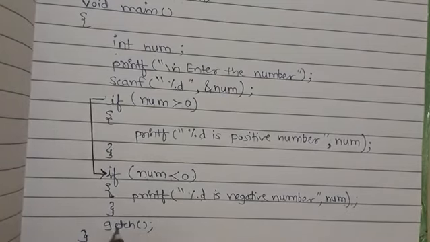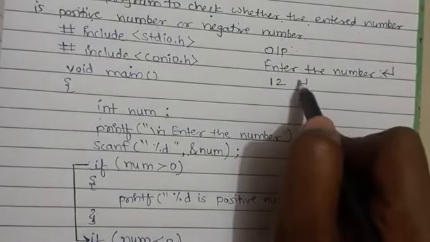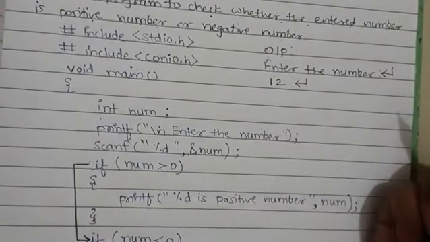Now we will see what the output will be. First the message will be printed. The message is enter the number. After this the user will press enter, then the user has to enter a particular number. So for example I will write 12. After 12 I will again press enter, and then control will go to here.